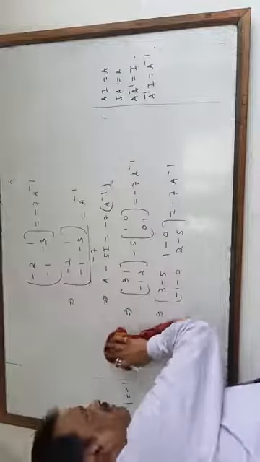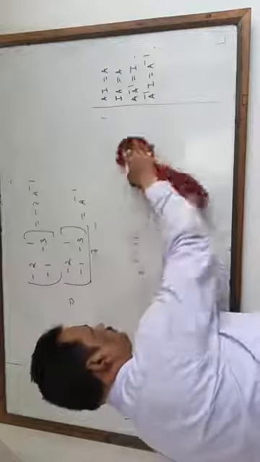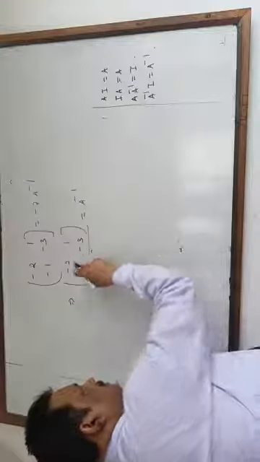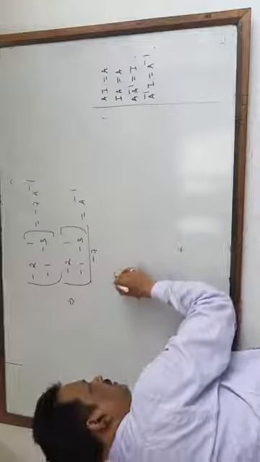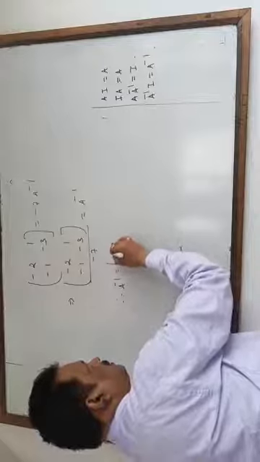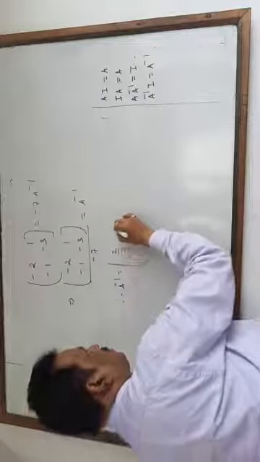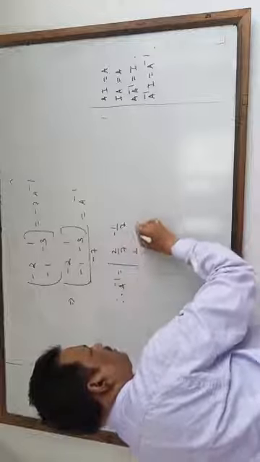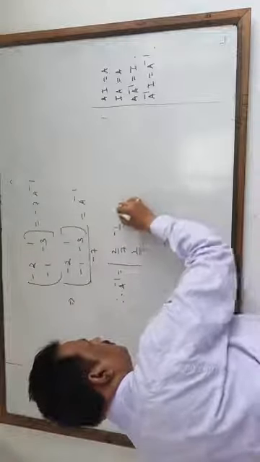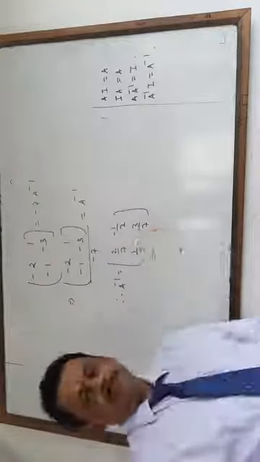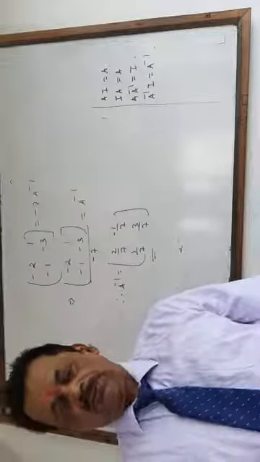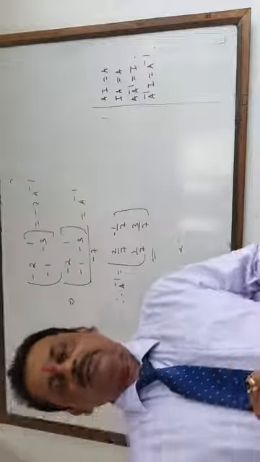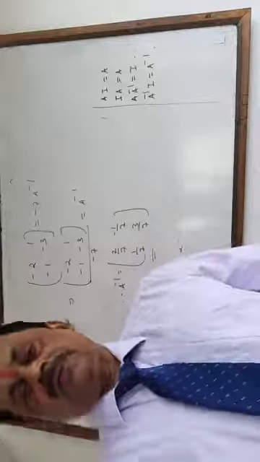So you can simplify it. Dividing by minus 7, A inverse becomes 2 upon 7, minus 1 upon 7, 1 upon 7, 3 upon 7. This is how you find it. So tomorrow we will start a new topic, that is solution of linear equations.